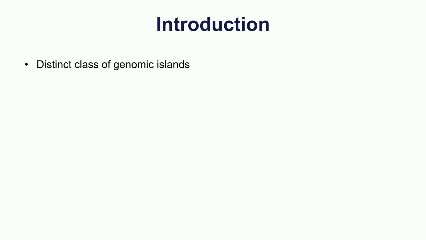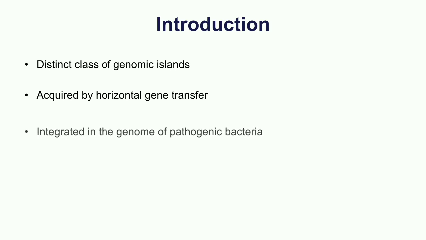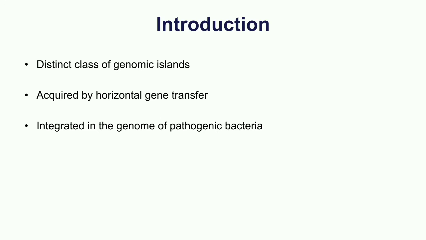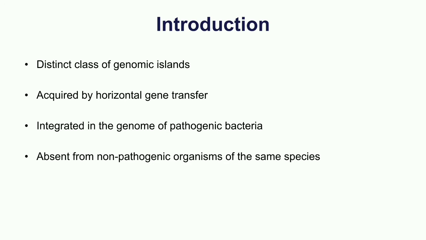So, as we all know, pathogenicity islands are a distinct class present inside the genomic islands. They are mainly acquired by horizontal gene transfer, for example, by processes such as conjugation, transposition, or phage mediated transfer. These pathogenicity islands can be integrated into the genome of pathogenic bacteria. They are usually absent from the non-pathogenic organism or relative of the same species of bacteria.